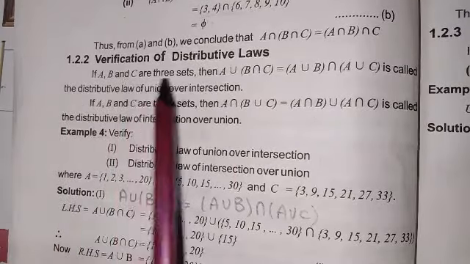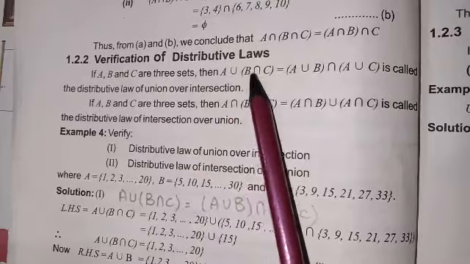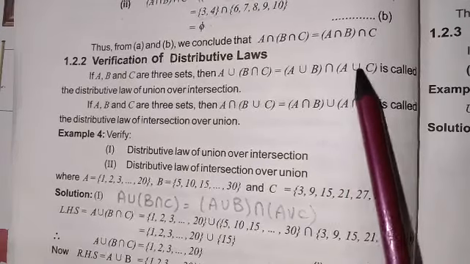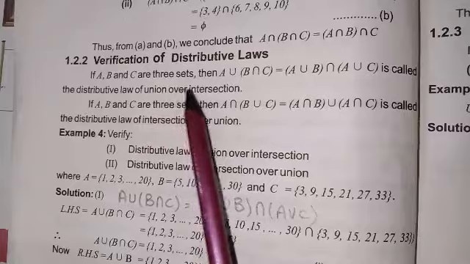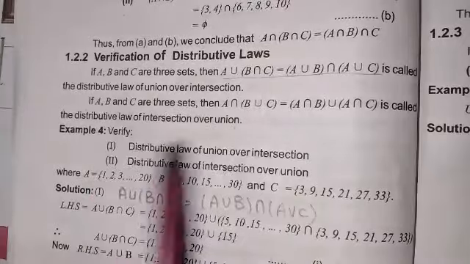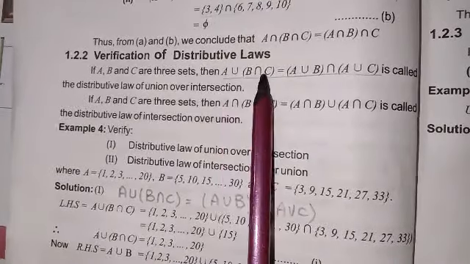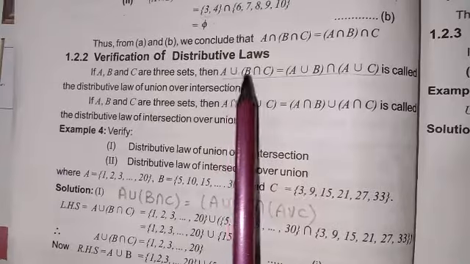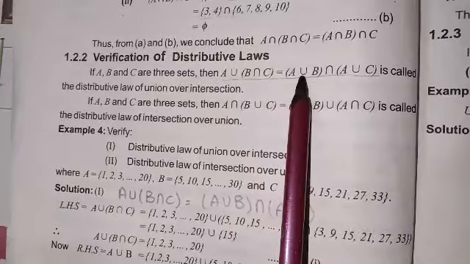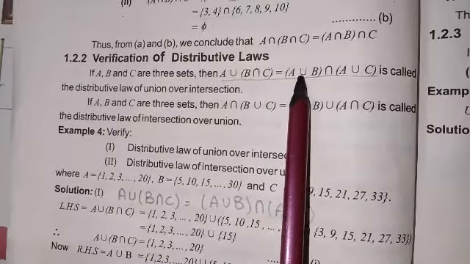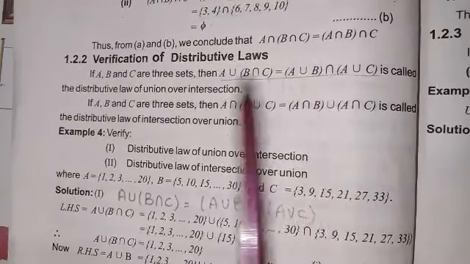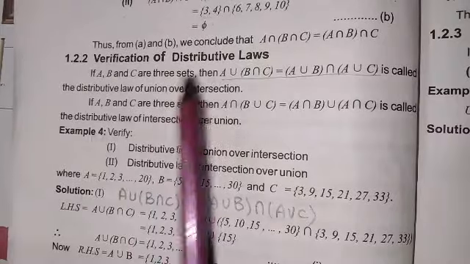If A, B and C are three sets, then A union (B intersection C) is equal to (A union B) intersection (A union C). This is called the distributive law of union over intersection. As you can see students, in this law first the union sign is used, then the intersection sign is used, so its name is distributive law of union over intersection.